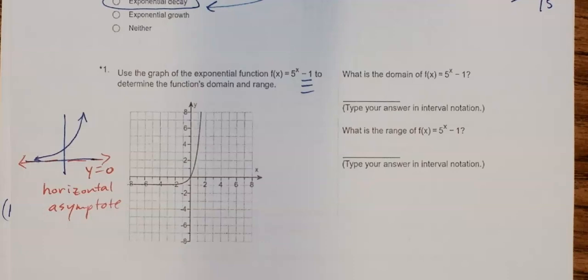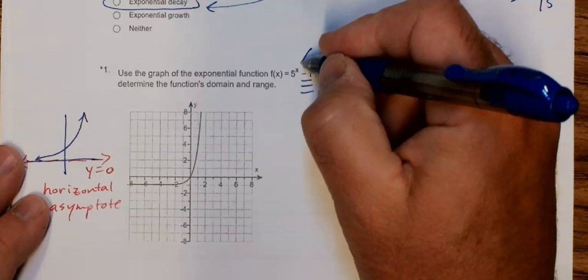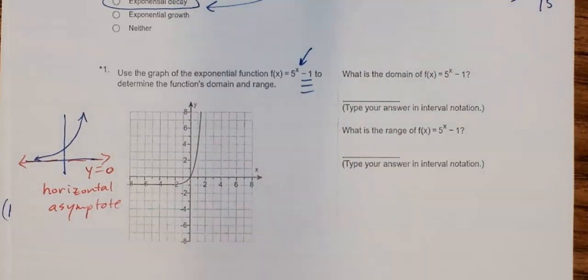It's on the outside of the function. If it was affecting the x, then that would be a change left and right. This is either up or down. What do you think?